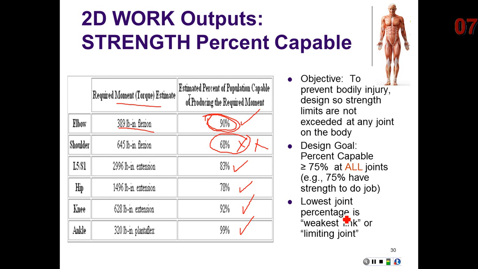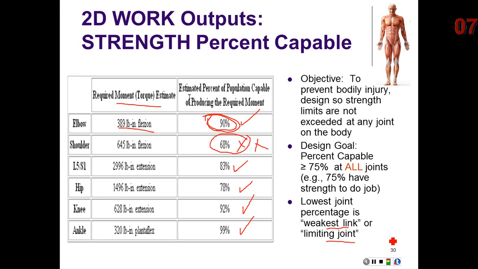This lowest joint percentage is our weakest link, or our limiting joint, and so out of all these joints, I would say the weakest joint, the limiting joint, is the shoulder. It is the weakest link in our body. In this posture, on this particular job, this is the joint where we expect to see injuries. So the shoulder would be the problem in this job.